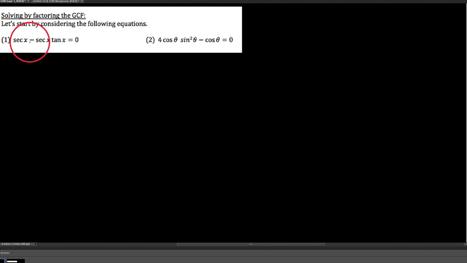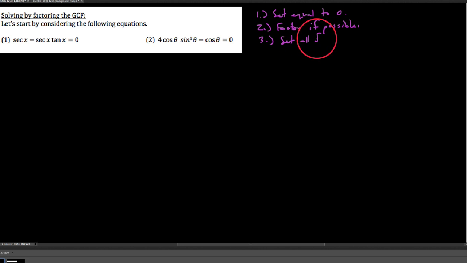Starting by considering this first one here, we have secant x minus secant x tangent x is equal to 0. I would say that the most important thing is that we set it equal to 0, and this is probably true almost all the time. Set equal to 0, then factor if possible, and then set all factors equal to 0 and solve. So this is going to be our method here.